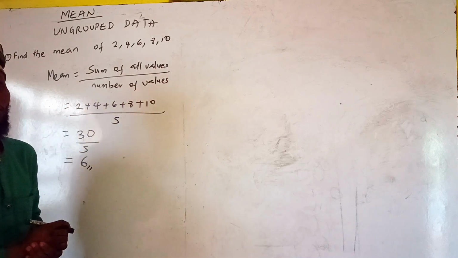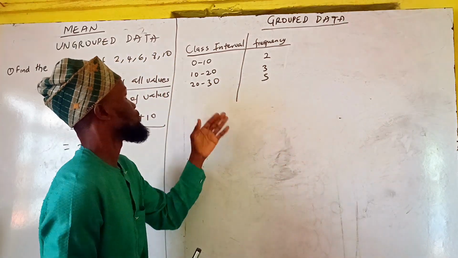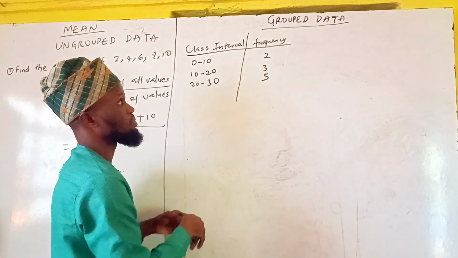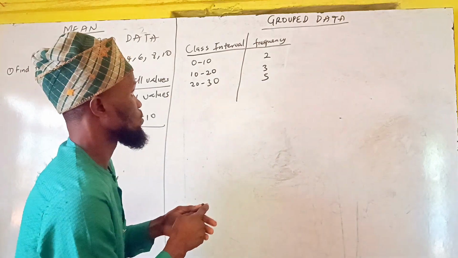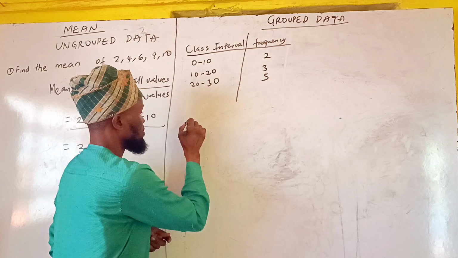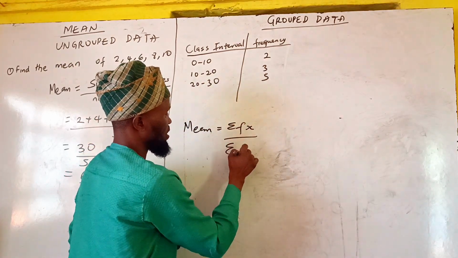So let's go to mean of grouped data. Now to mean of grouped data, and this is an example. We have the class interval and the frequency. Alright, so we have to find the mean of this data. So the next thing, and you know that the formula to find the mean of grouped data is what? Mean equals summation fx over summation f.